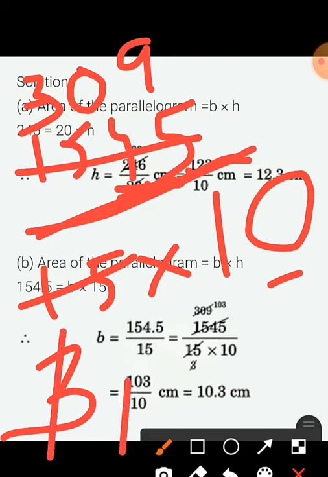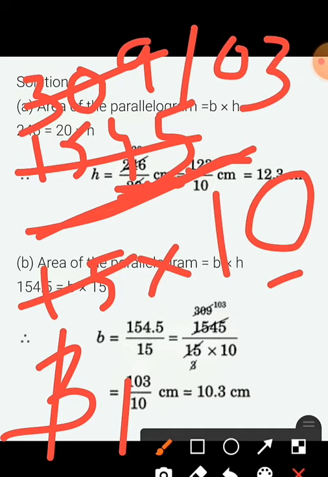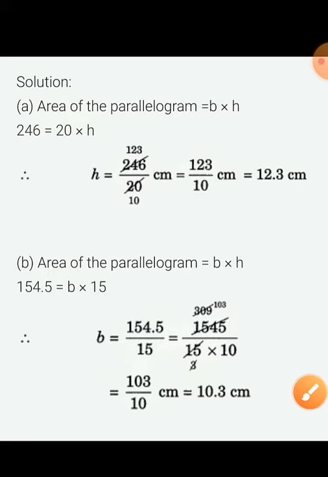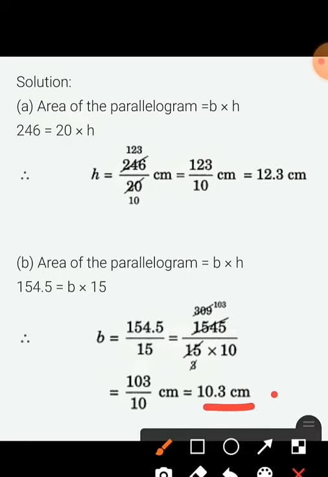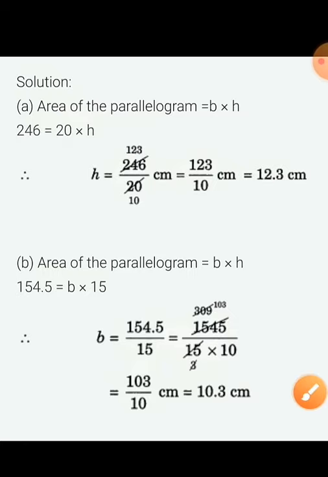So 3 1s are 3, 3 zeros are 0 and 3 3s are 9. So 103 upon 10. After cancellation you will get this. Cancel to the reduced form, do it carefully. So your final answer will be 10.3 centimeter. So this is the solution part of B.